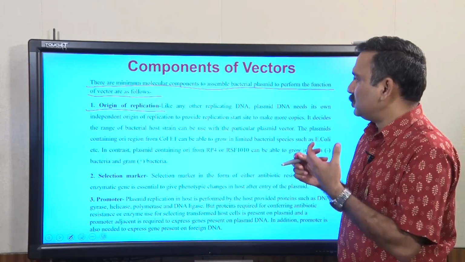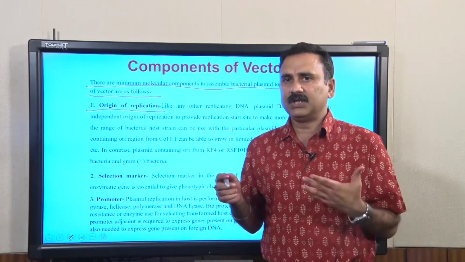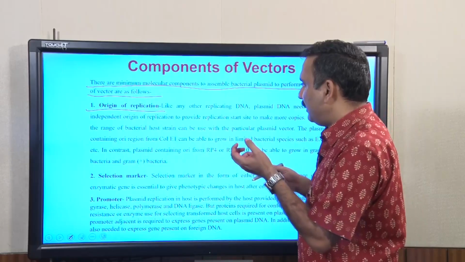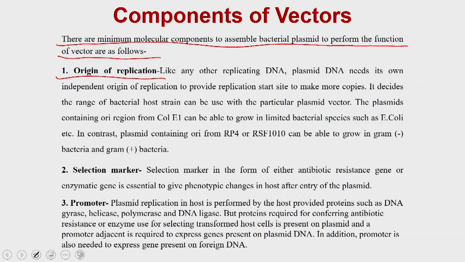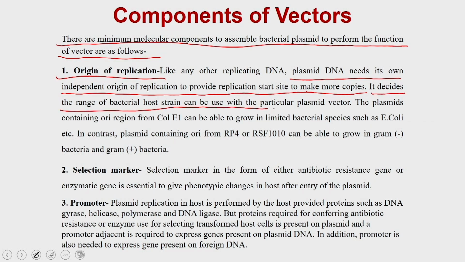So, that replication is going to be decided by the origin of replication. Every vector should have its own origin of replication, and it depends on the type of host it is going to work in. For example, if you have a bacterial plasmid or bacterial vector, then it should have the origin of replication for the bacterial system. If it is for the mammalian system, then it should have the origin of replication for the mammalian system. The bacterial plasmid needs its own independent origin of replication to provide the replication start site to make more copies. It decides the range of bacterial host strains that can be used with a particular vector.